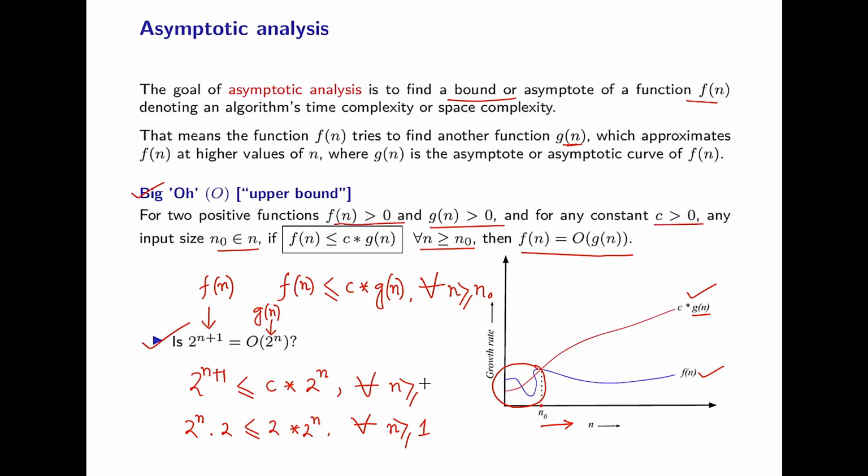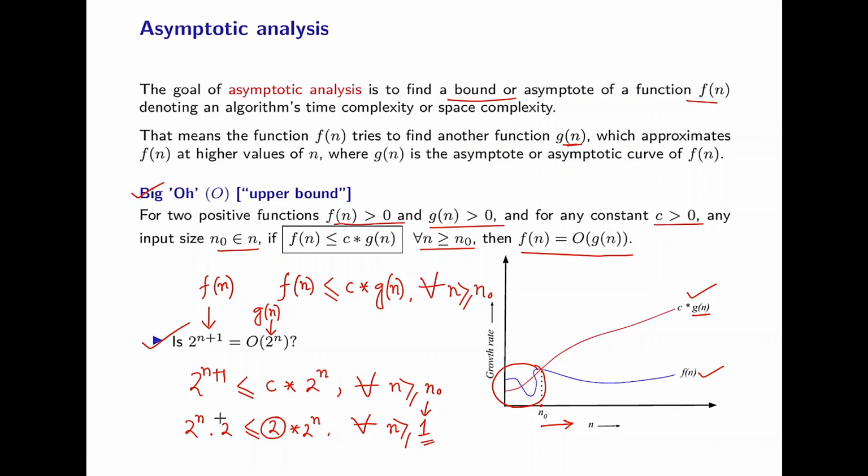So here the value of n naught is nothing but 1. Now you see, you can try different values of c here, then accordingly you will change n naught. But this is true. Yes, this is true for n equal to 1. For n equal to 2 also it will be true, n equal to 3, n equal to 4. So it will be true for all values of n.